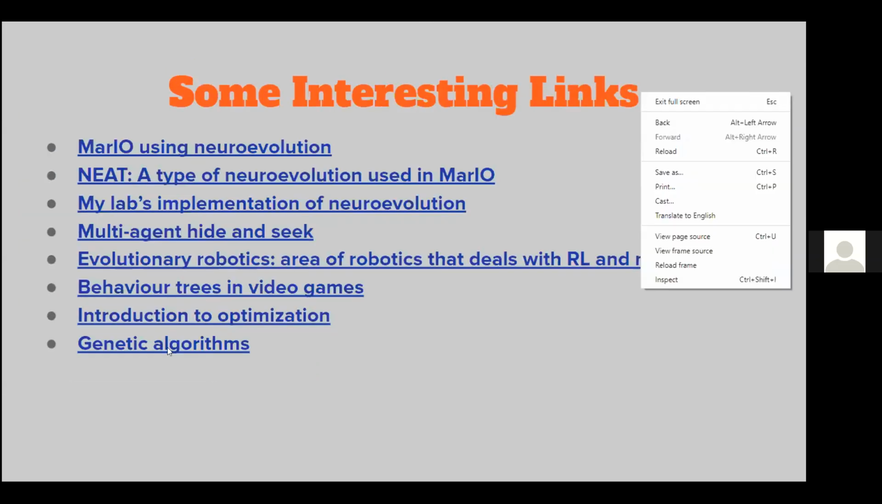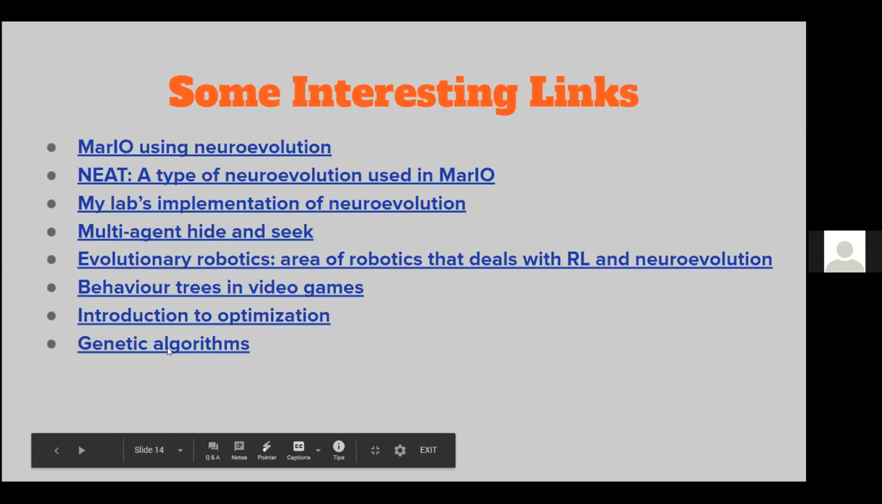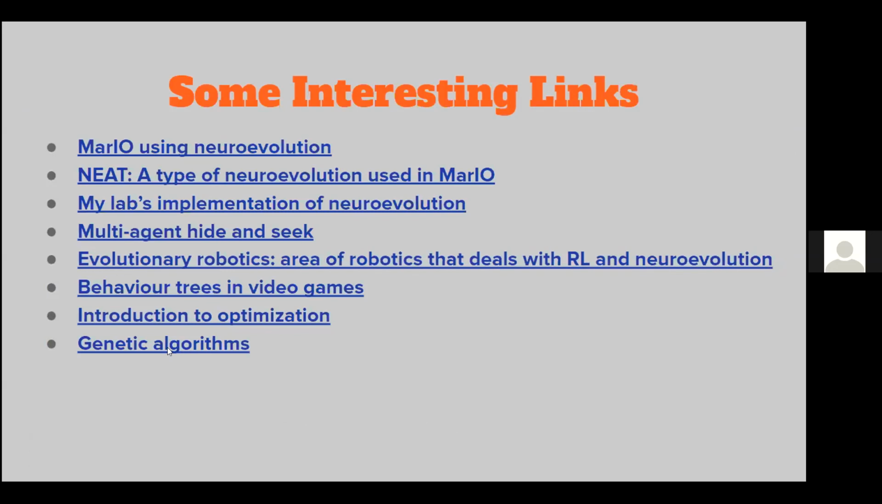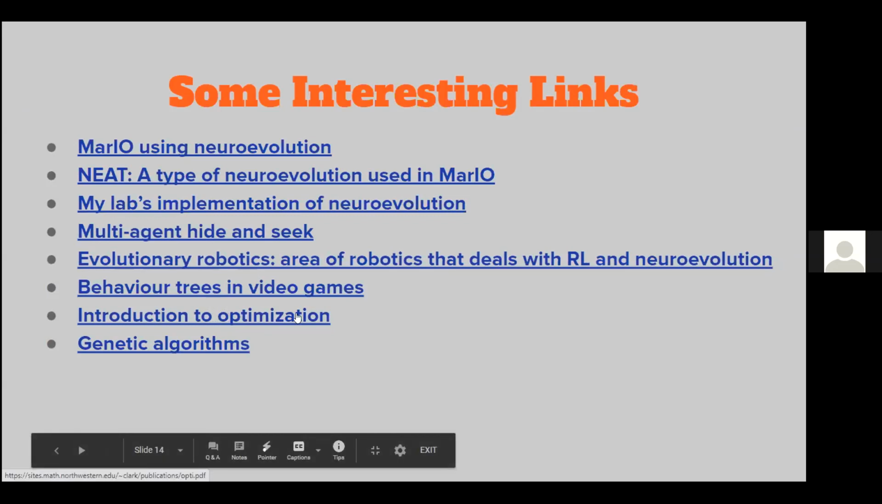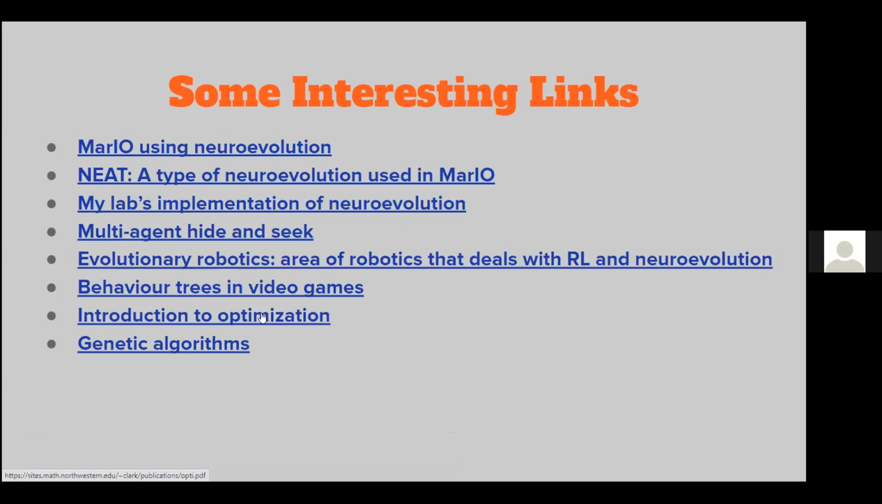So I've attached a few links. If you want to get started with the field of reinforcement learning, because I just touched the surface, I recommend you start off with this ebook. This is a book on optimization. And then I would like you to get started with genetic algorithms. This is a particular algorithm of optimization, and this is used in neuroevolution, to be honest.